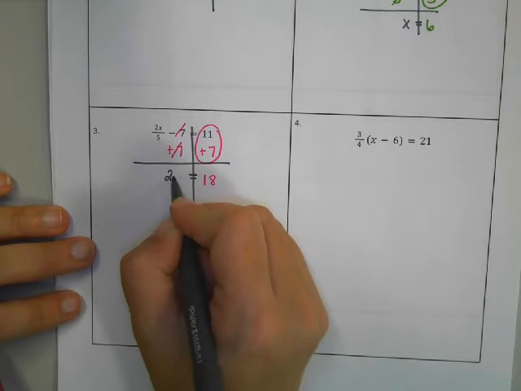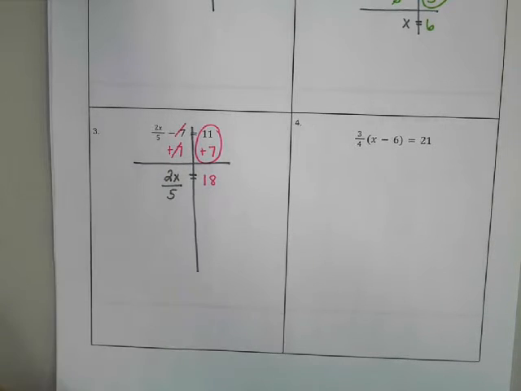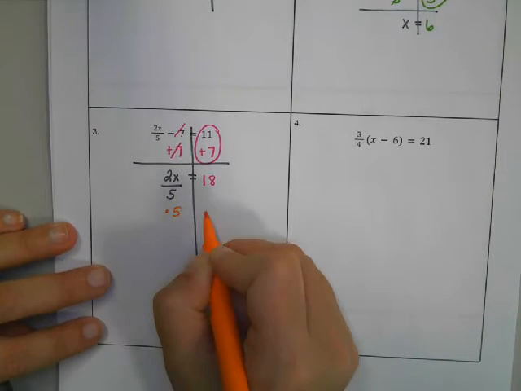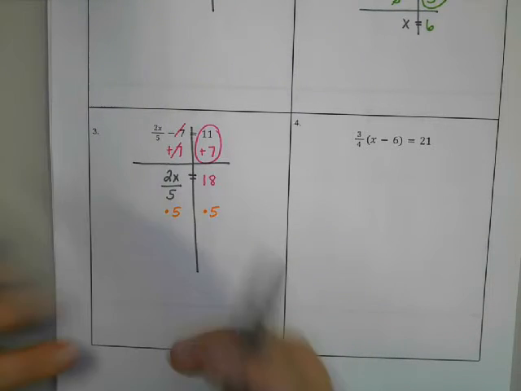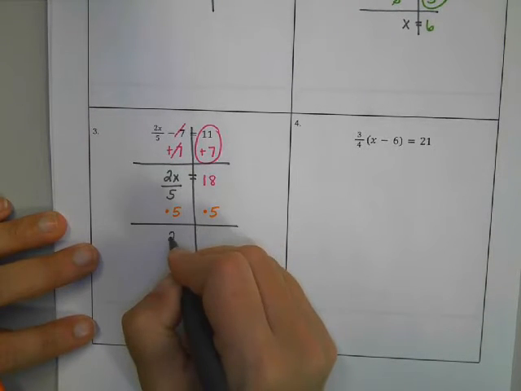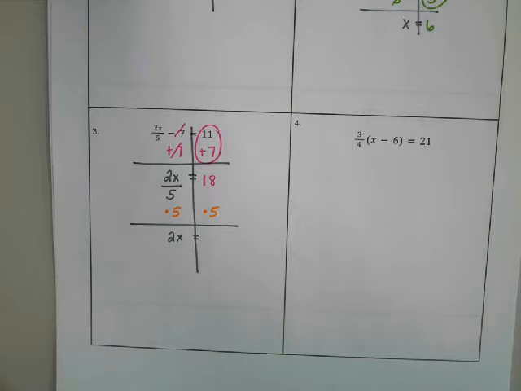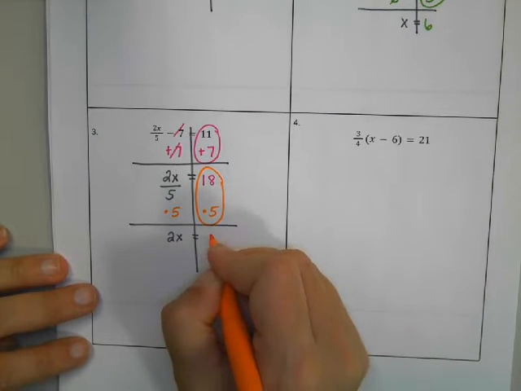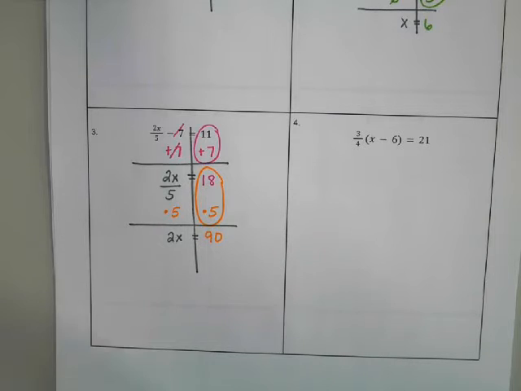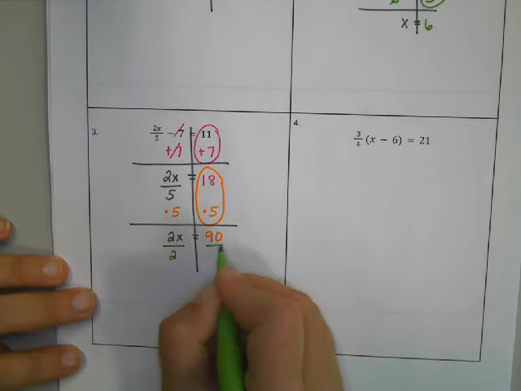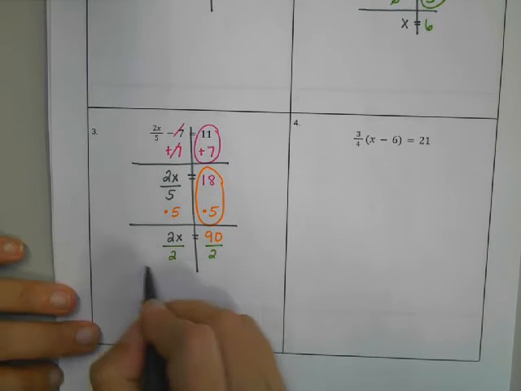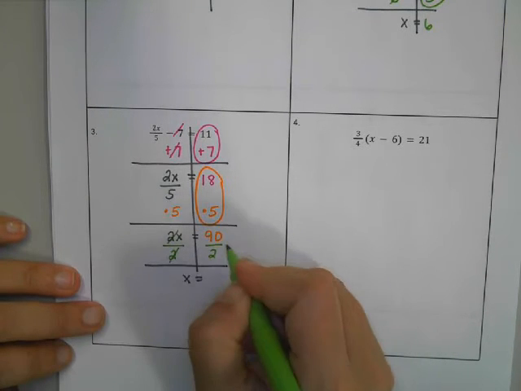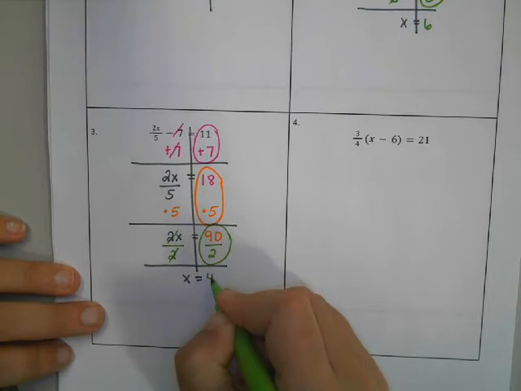I'm going to drop down the 2x divided by 5, and now I'm going to deal with this fraction. To undo the division, I'm going to multiply by 5 on both sides. And I'm going to drop down my 2x. 18 times 5, and again, you can use a calculator for this, please feel free, is 90. Last but not least, I'm going to divide by 2 on both sides. And I get x equals 2 divided by 2 cancels, and 90 divided by 2 gives you 45.